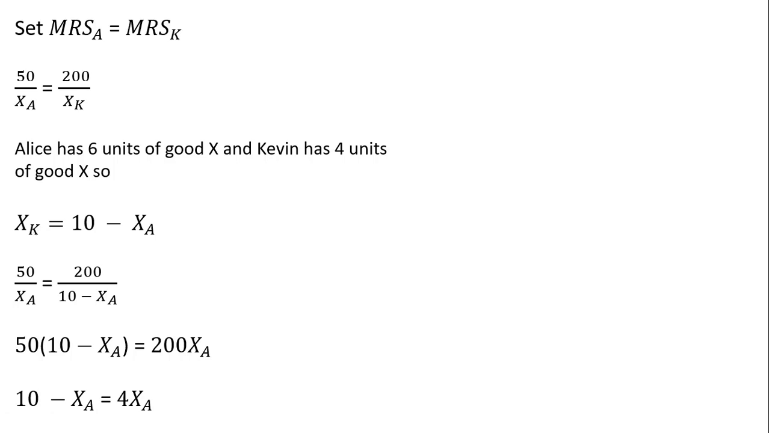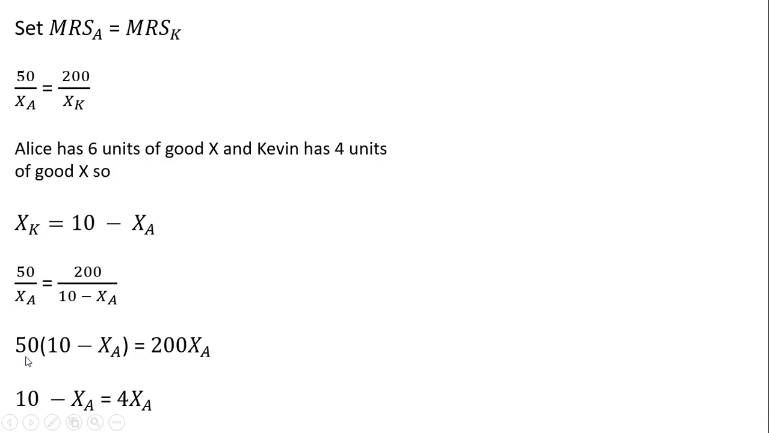So Kevin's consumption of good X is just going to equal 10 minus Alice's consumption of good X. So I'm going to make a substitution here. For X subscript K, I'm going to put in 10 minus X subscript A. So making that substitution, now we're going to just solve for X subscript A. Multiplying through by X subscript A, we get 200 times X subscript A on the right-hand side, and then multiplying through by 10 minus X subscript A, we get this expression on the left-hand side.